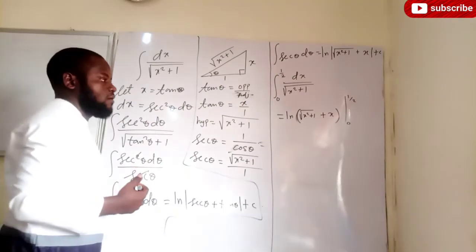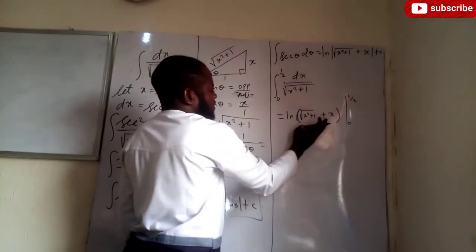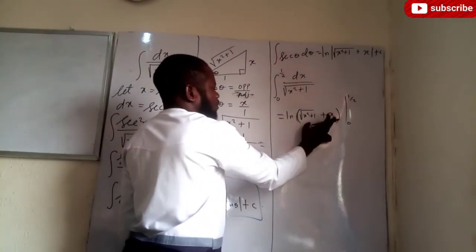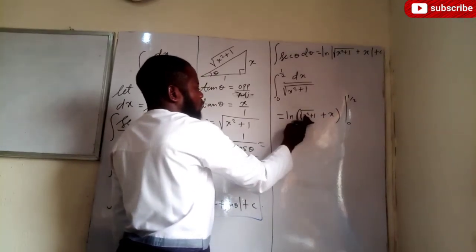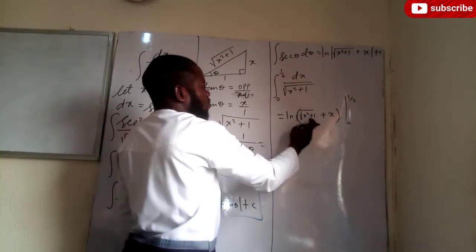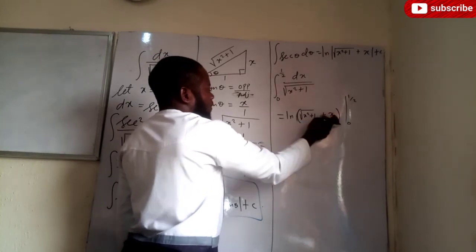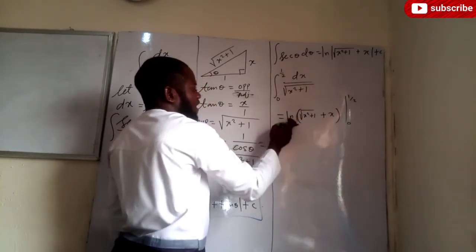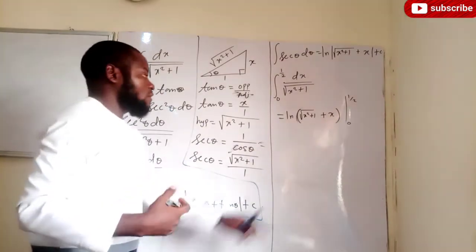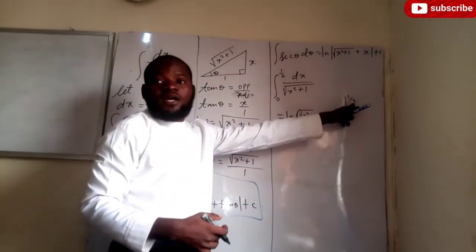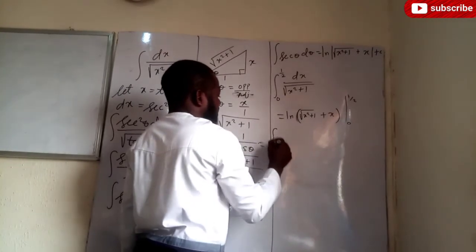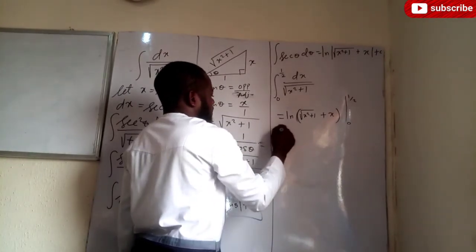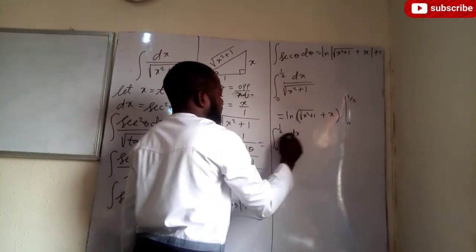Are we together now? If I put 0 here, everything here will become 0, because the square root of 1 is 1, and this will become 0. 1 plus 0 is 1, and ln of 1 is 0. So forget about this 0. We just deal directly with 1 over 2.